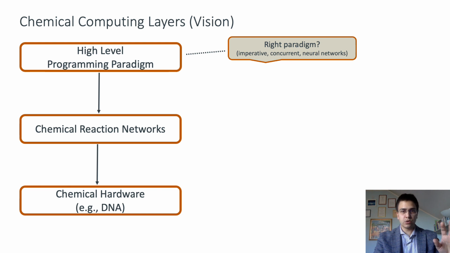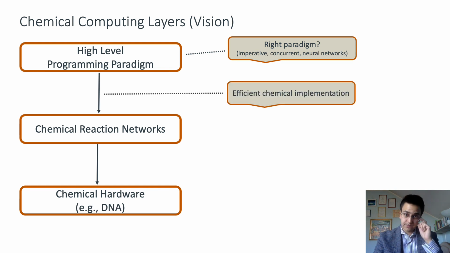For example, at the top, the question of what is the right paradigm to program. Should it be imperative, concurrent, or should it possibly be neural networks? Then, how can we efficiently compile from these programs to a level of chemical reactions, where even our understanding of what efficient means is not fully developed?